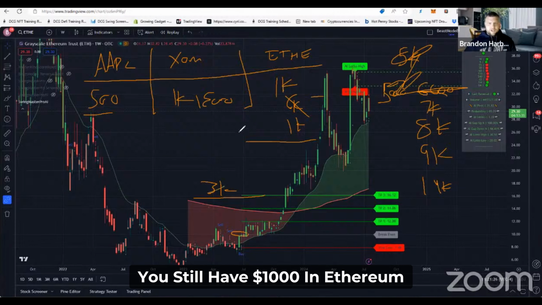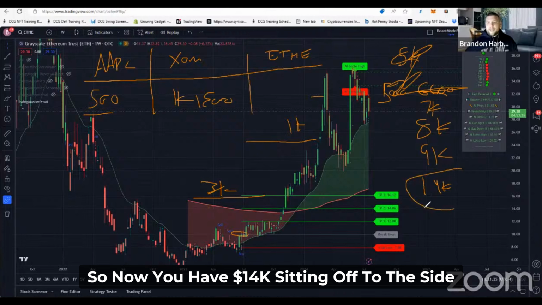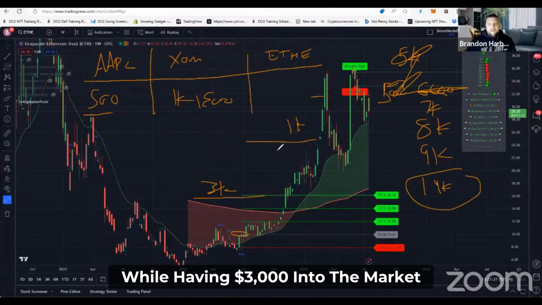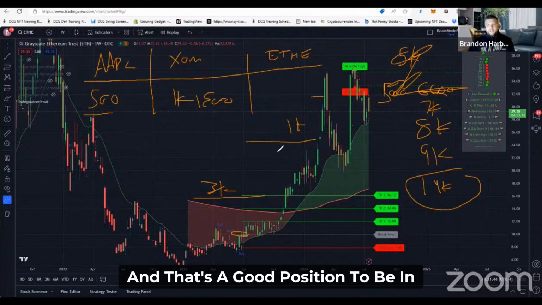Guess what? You still have 1,000 in Ethereum. You still have 1,500 in XOM. You still have 500 in Apple. So now you have 14K sitting off to the side while having $3,000 in the market, just waiting for that next buy signal, and that's a good position to be in.